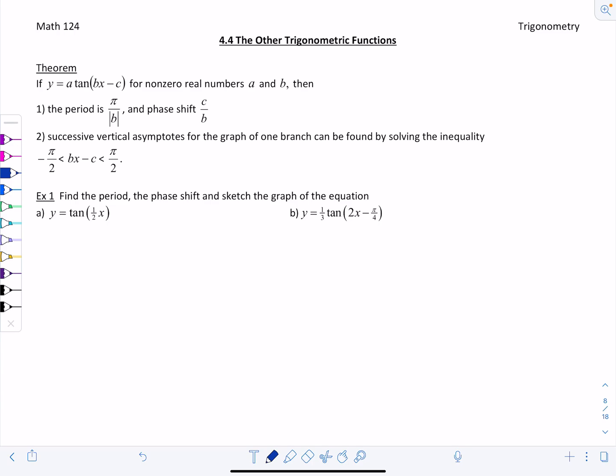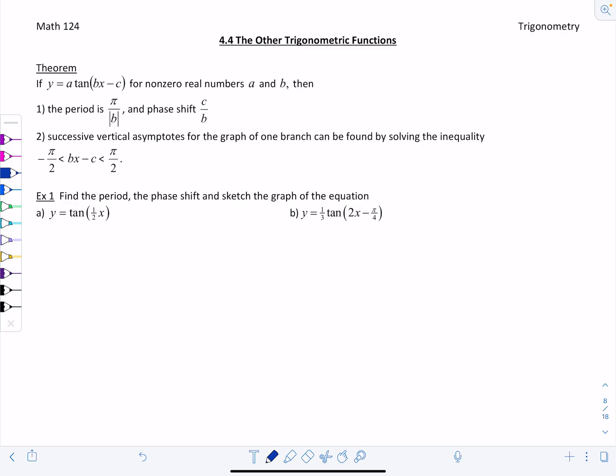Welcome to Trigonometry. This is the video lecture for section 4.4, the other trigonometric functions. In this video, we're going to be figuring out how to graph tangent of x, cotangent of x, secant of x, and cosecant of x. In the previous video, we worked on sine and cosine only. So now we're going to focus on tangent.